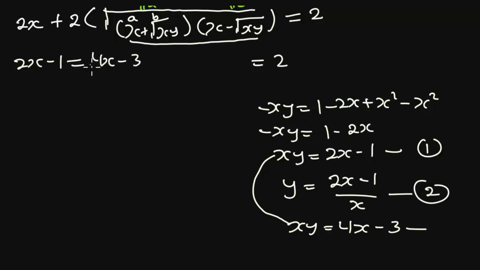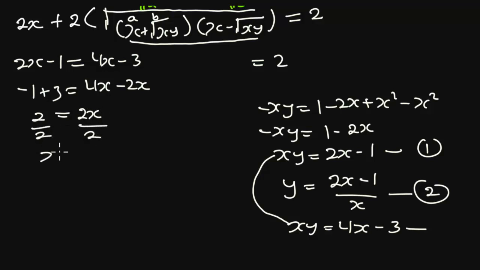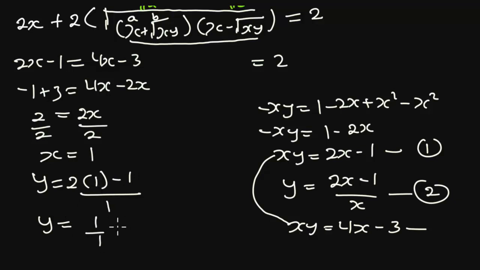And from here, when we make x the subject, we are going to have minus 1 plus 3 is equal to 4x minus 2x. So we are going to have 2 to be equal to 2x. So from here, we can divide both sides by 2. So x will be equal to 1. And since we know x to be equal to 1, we can compute for y in equation 2. So we are going to have y to be equal to 2 multiplying 1 minus 1 all over 1. So y will be equal to 2 times 1 is 2 minus 1 is 1. So 1 over 1 is equal to 1.